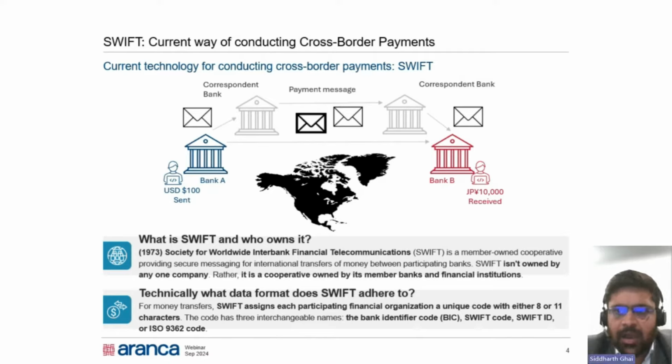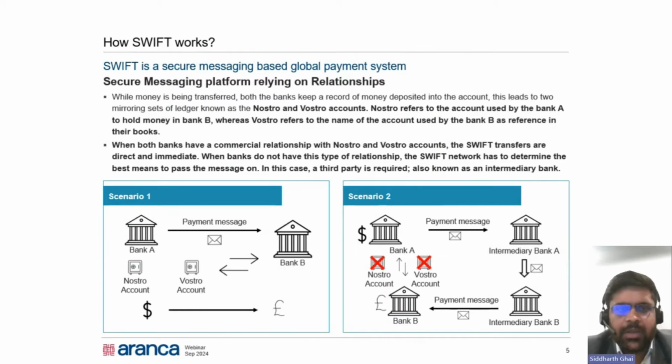Generally, how cross-border payments work with SWIFT is there is a concept of Nostro and Vostro account. SWIFT is a secure messaging platform that relies on relationships. So there has to be a relationship between Bank A and Bank B to enable the transaction. When Bank A is sending a payment message to Bank B, there has to be a relationship between Bank A and Bank B in order to complete the transaction.